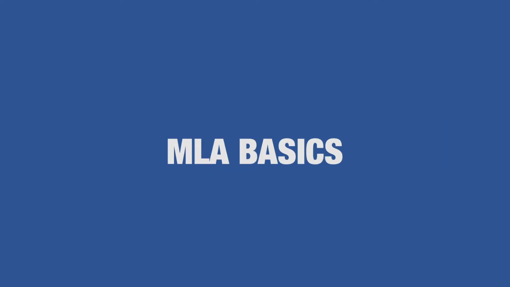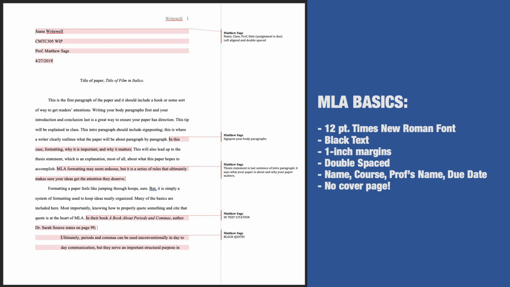The most important and basic bits of info you need to know about MLA are this. Your font should be Times New Roman and 12-point black text throughout the paper. 1-inch margins on all sides of the document. The entire paper should be double-spaced, including your info at the top of the first page.